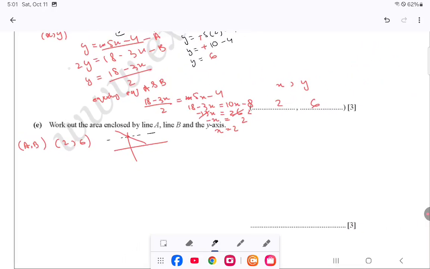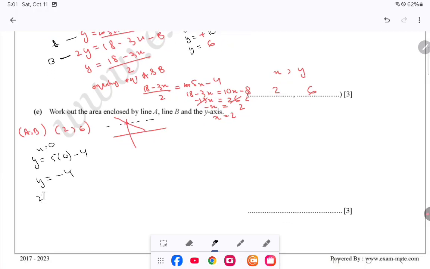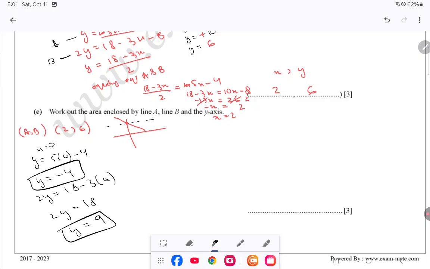This is the first line, this is the second line B. Put x equal to 0, y is equal to negative 4, and again for line B, divide both sides by 2. This is our two values of y, and the area will be a triangular part.